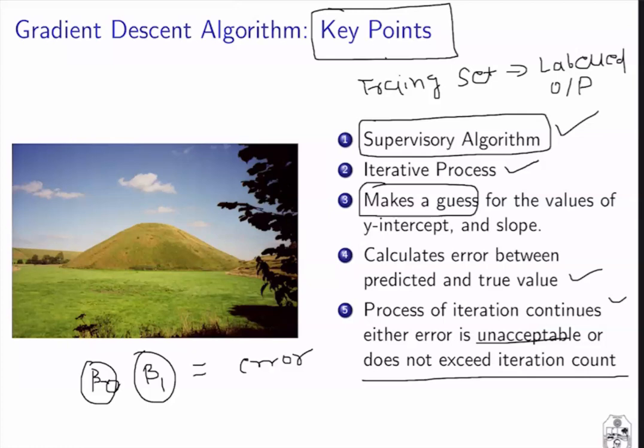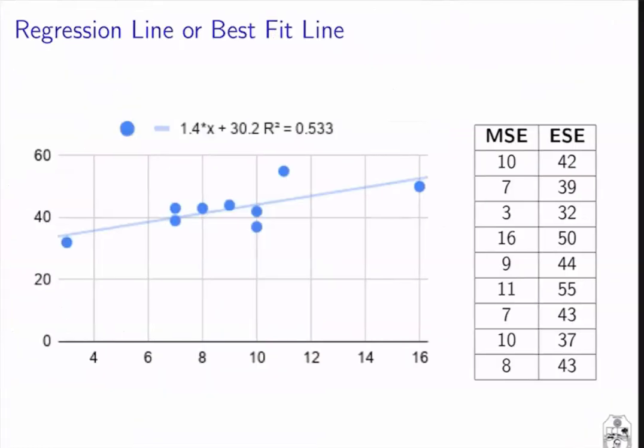That is the underlying operation of the gradient descent algorithm. It is completely guessing of slopes and parameters. One of the important characteristics of the gradient descent algorithm is that, like the OLS method, the ordinary least square method, it identifies a regression line or a best fit line.